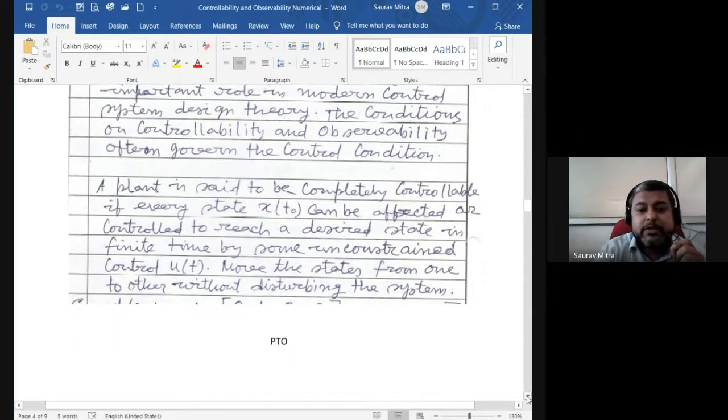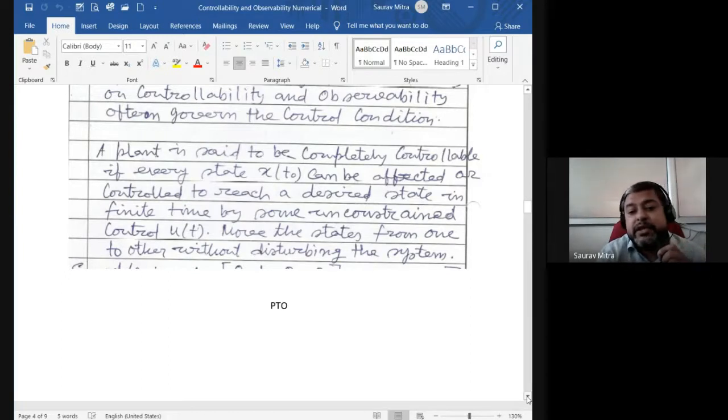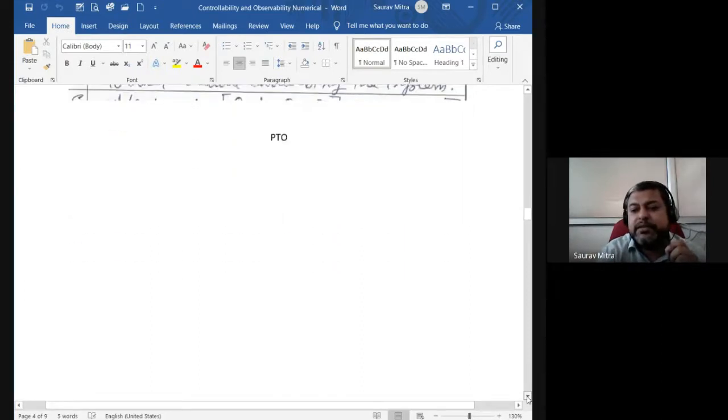A plant is said to be completely controllable if every state x(t0) can be affected or controlled to reach a desired state in finite time by the unconstrained control u(t). So move the states from one state to another without disturbing the system. That is actually the feature of controllability.